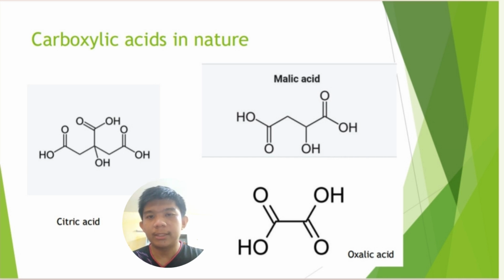Okay, these are the examples, the carboxylic acids in nature. The left one is a citric acid, which can be found in lemon and orange. And this one is the malic acid, which can be found in our body and the fruits. And this one is the oxalic acid. It has two COOH groups. It's called ethane dioic acid, and it can be found in some kinds of plants.